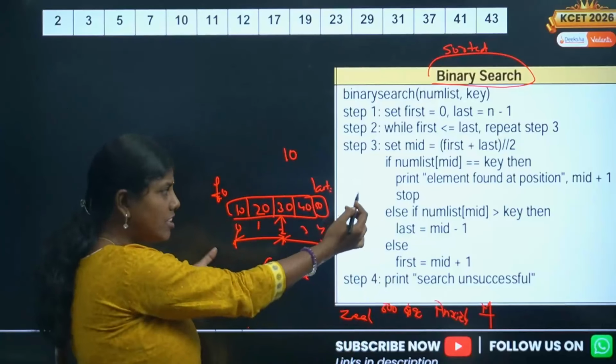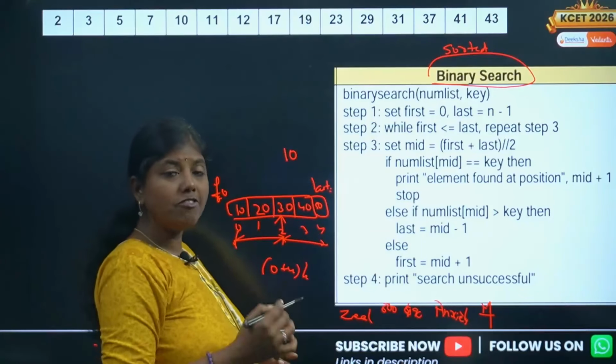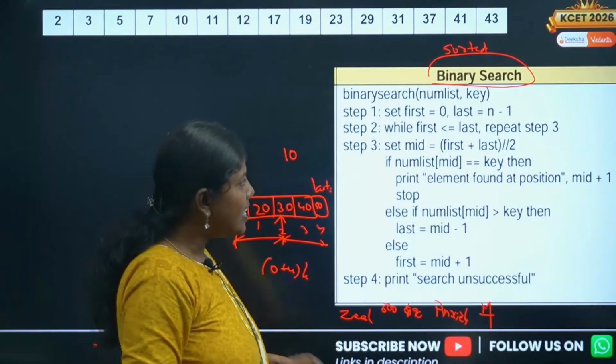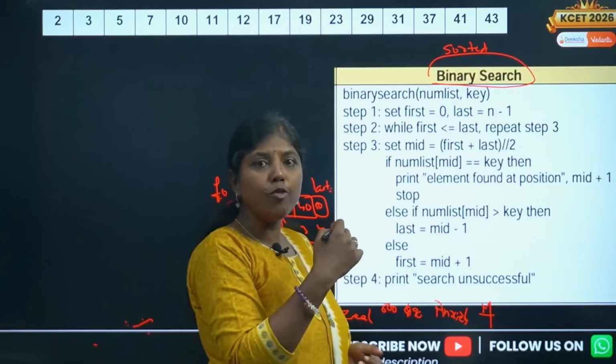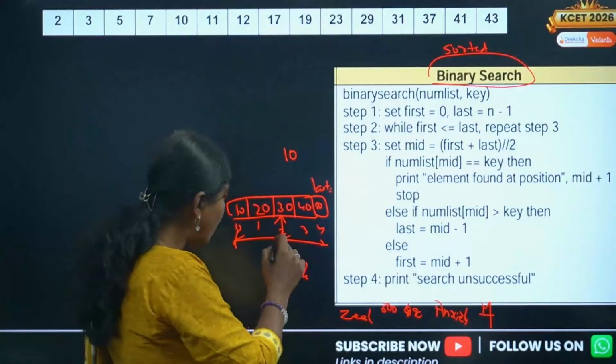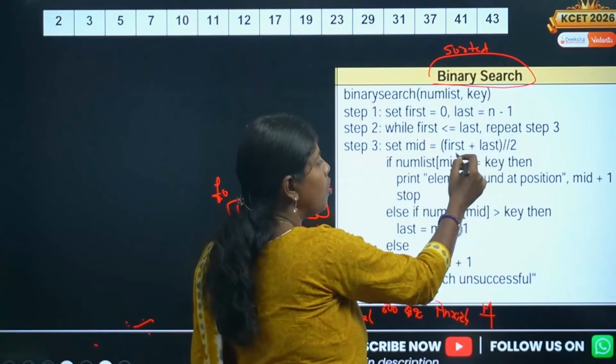The element should always be within this boundary. It cannot be present somewhere else. It should be in this boundary only. First should be less than or equal to last. That is the case. Clear? Now every time, keep finding the mid element. How will you find the mid element?